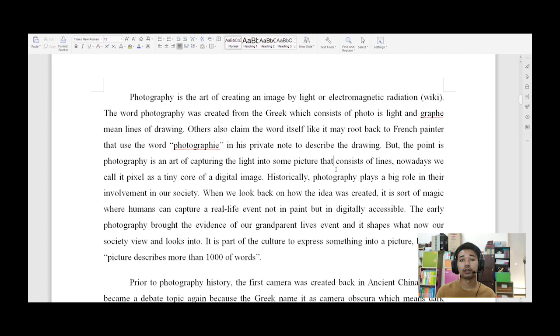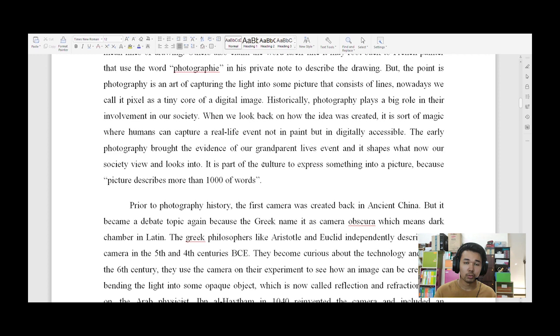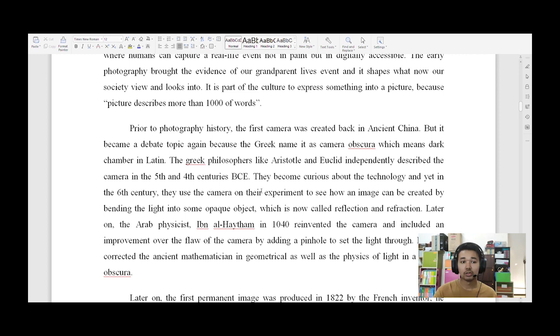Historically, photography plays a big role in our human life, because when we look back at the idea of creating it, it is often like some magic. We can capture a real-life event into a time capsule, so our grandparents and our grandchildren can see what our today is. Sometimes photographers or people capture a photo to express themselves, because a picture describes more than 1,000 words.